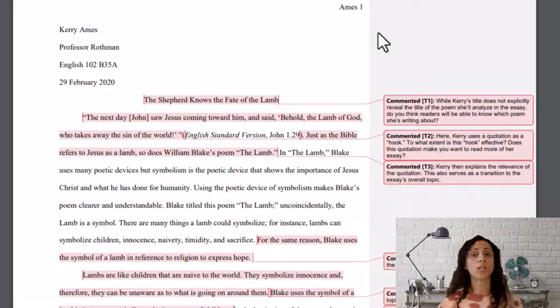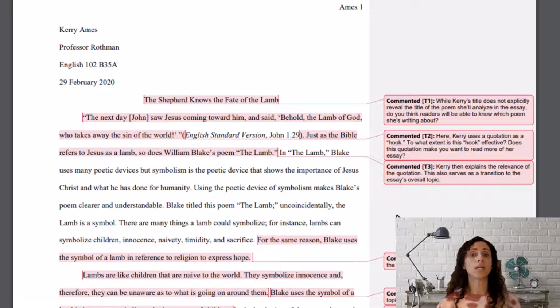So as we just mentioned, the thesis should appear as the last sentence in this introduction. So this means that the thesis would be, in Carrie's essay, "For the same reason, Blake uses the symbol of a lamb in reference to religion to express hope."